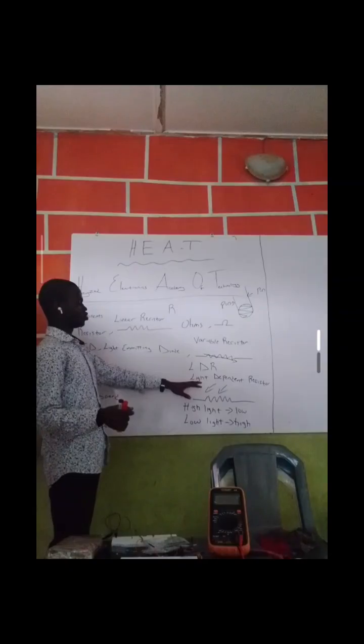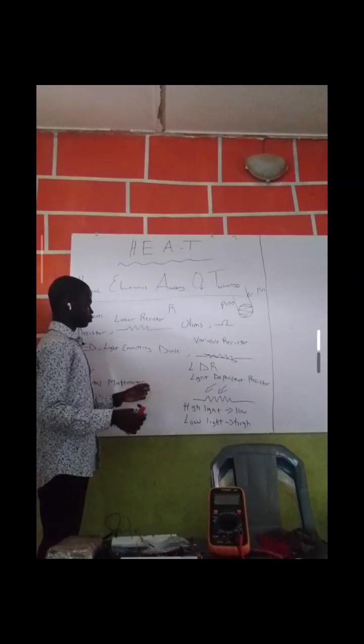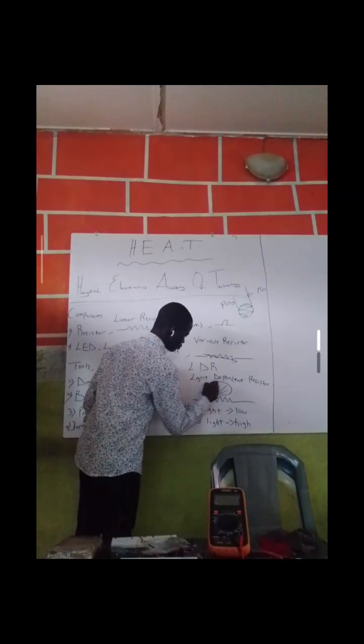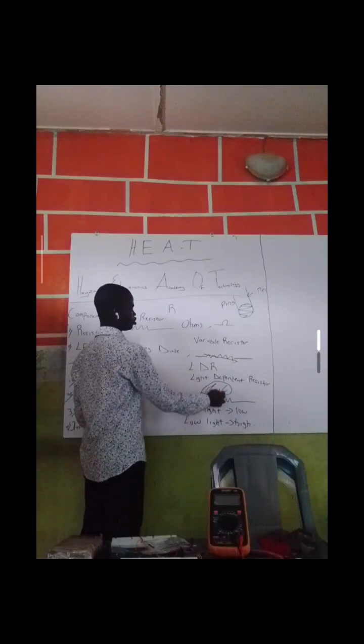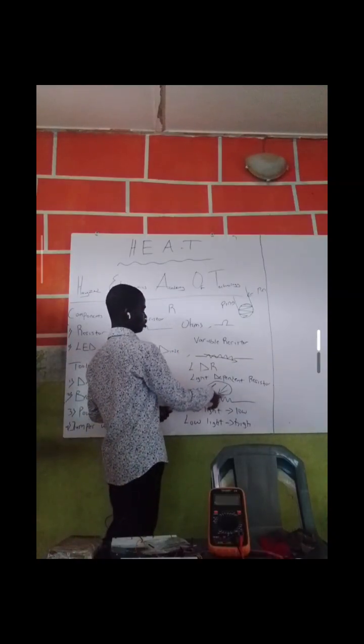That we have LDR, we have variable resistor, we have a linear resistor. And the meaning of this symbol is that this thing depends on light. Sometimes we can also call it a photoresistor. It depends on what? Depends on light.